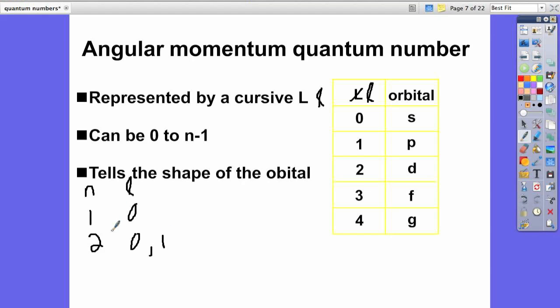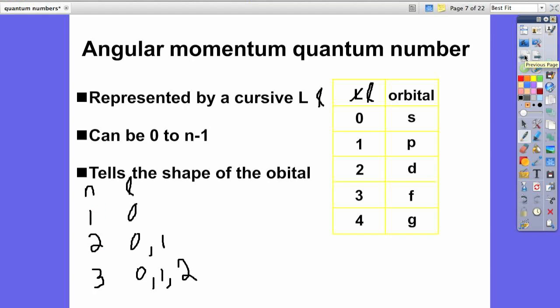If your principal quantum number is 3, your L would be 0, 1, and 2, n minus 1. So here's the principal and the L value for it.